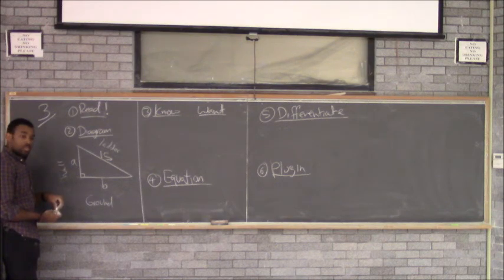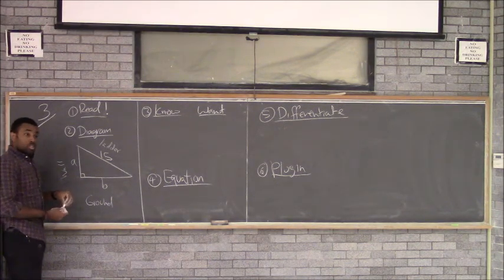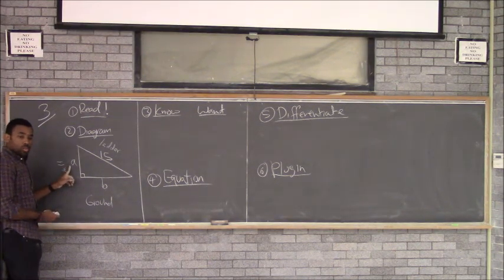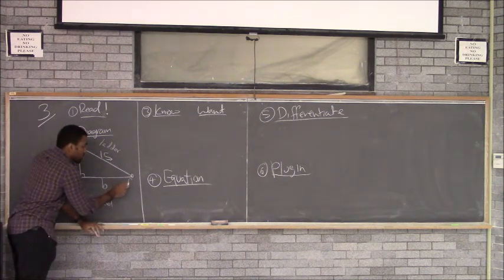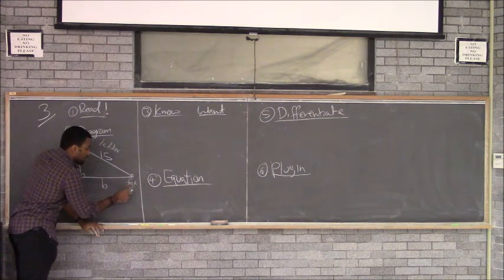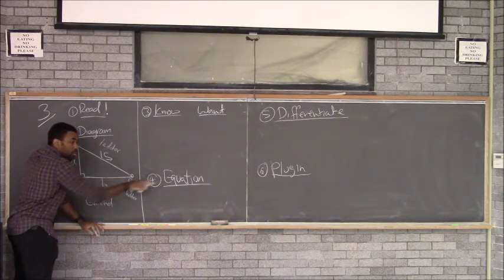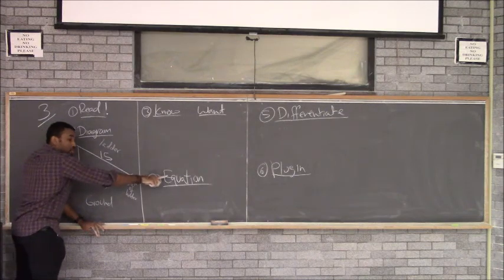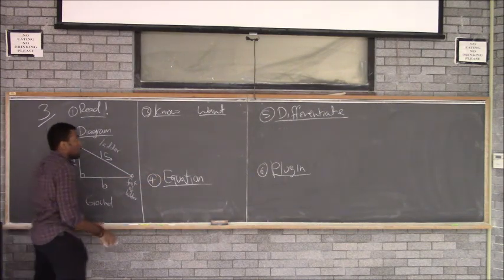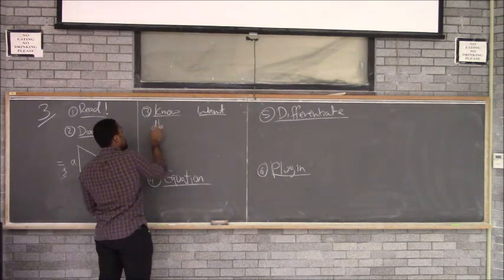For what? The A? So actually, A is what we don't know. If you read the question, you'll realize that A is the part we don't know. We know about B. This is where the foot of the ladder is, that is being pulled away. And we know how fast that is being pulled away. So what I do know is dB/dt.